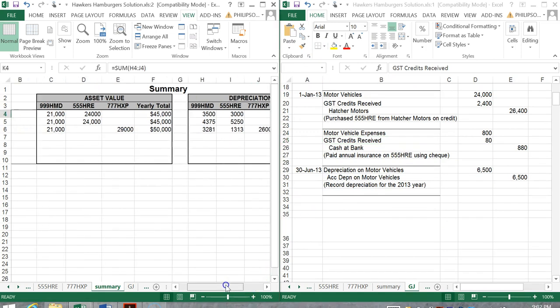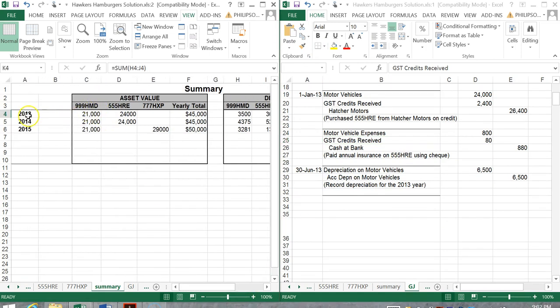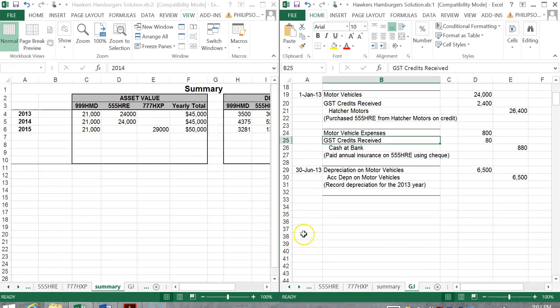Now, vehicles remain unchanged during 2014. During the 2014 financial year, nothing happens to our vehicles. So, the next transaction then would be 30th of June 2014.